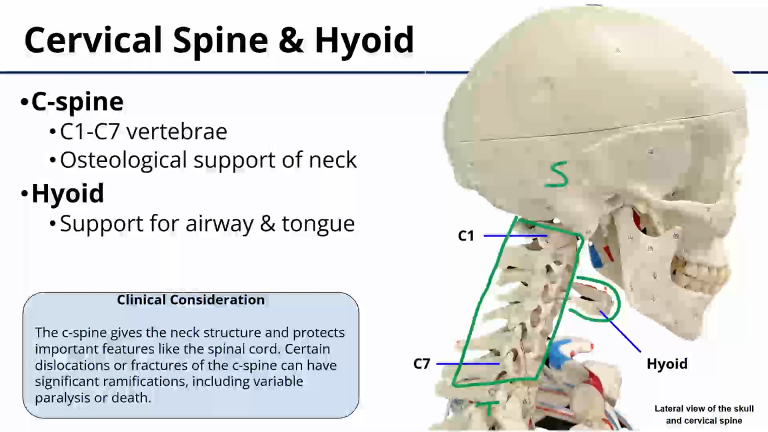The cervical spine is of principal importance because it is surrounding the cervical region of the spinal cord. So if there are any fractures or dislocations of any of the vertebrae of the C-spine, that can endanger the spinal cord, leading to a variable paralysis or even death.